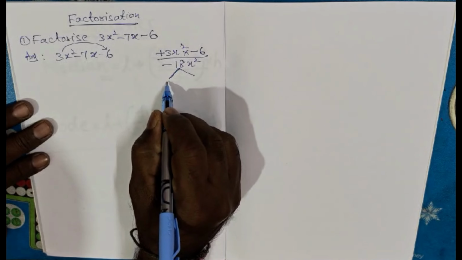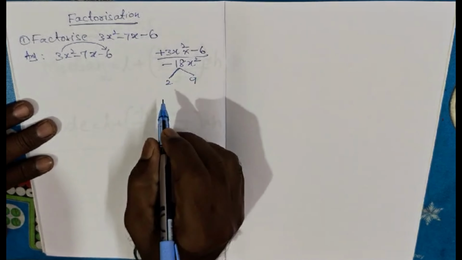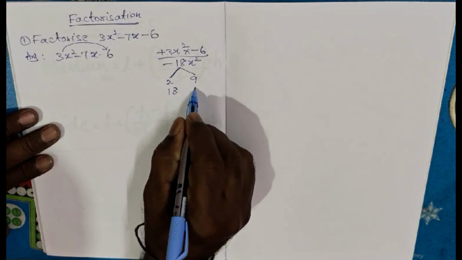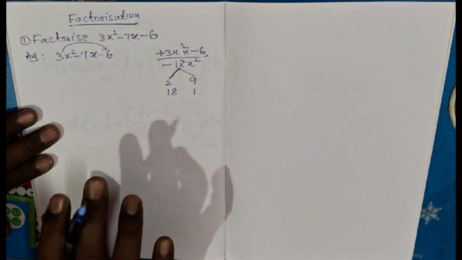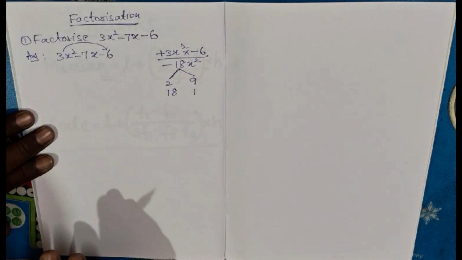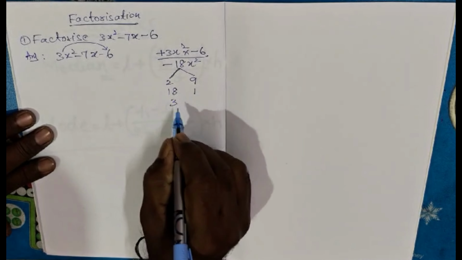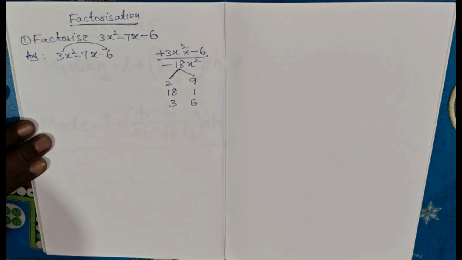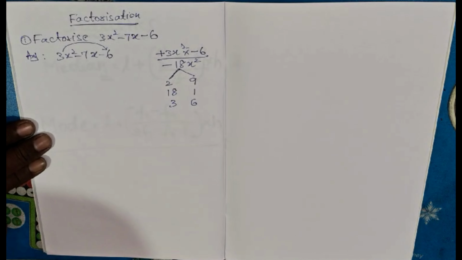18 comes in the 2 table, 2 9s are 18, then 18 1s are 18. 2 9s are 18 and 9 2s are 18 are the same. Once you take 2 9s, no need to take 9 2s; 18 1s, no need to take 1 18s. Next, 3 6s are 18, we are getting it in the 3 table also. So these are the tables in which we are getting 18.